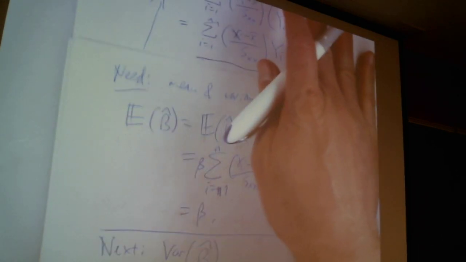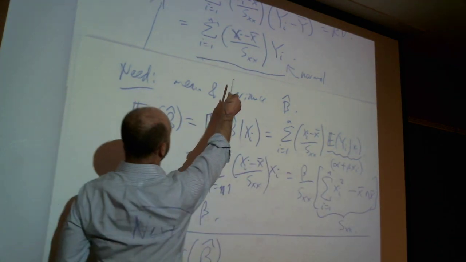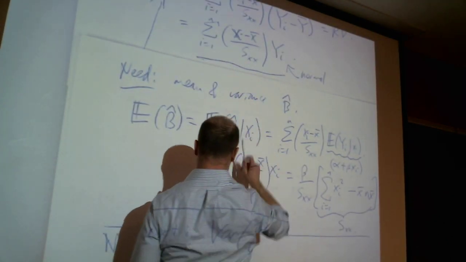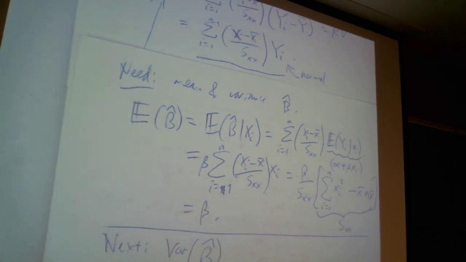How do I not cover this up? Okay, so here's the definition of B hat. These are just numbers. And we want to compute the variance of B hat.